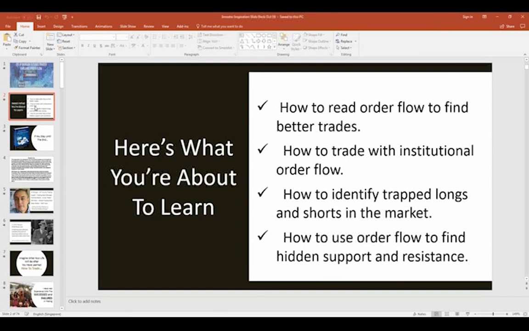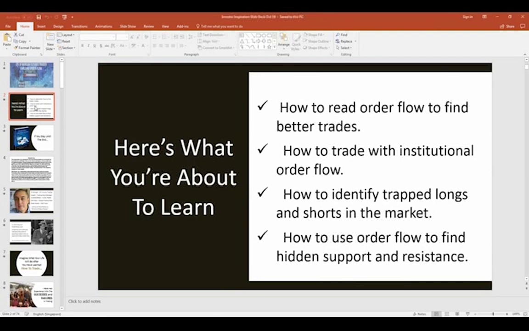I'm going to show how you can identify trapped longs and trapped shorts in the market. We've all been in that position: as soon as you buy, the market sells off, or as soon as you sell, the market rallies. I want to show you how you can identify it with the order flow, and how you can take trades with it. And lastly, I'll talk about how to use order flow to find hidden support and resistance.